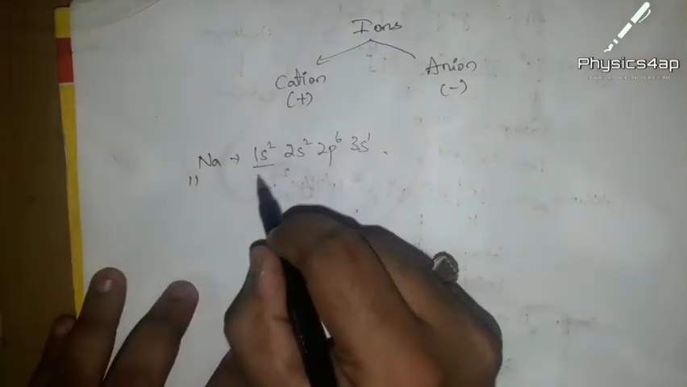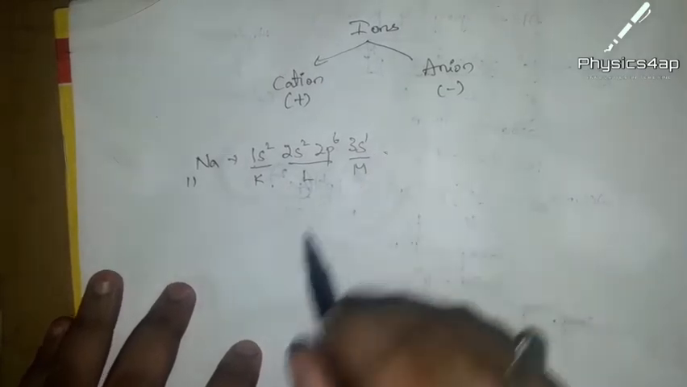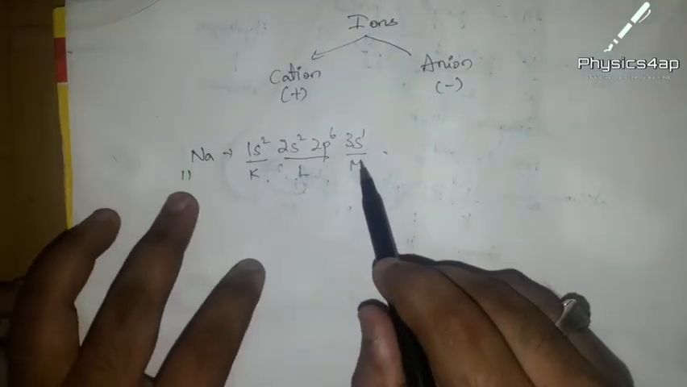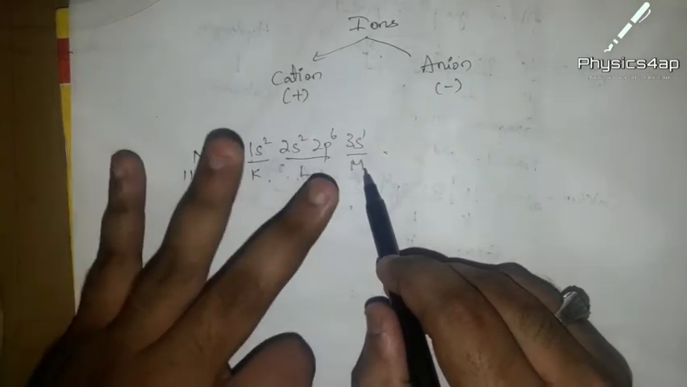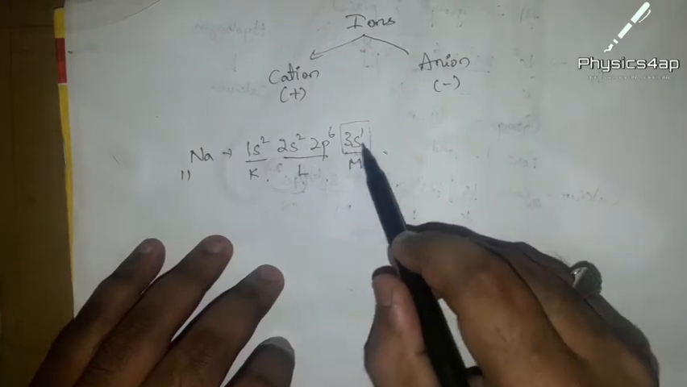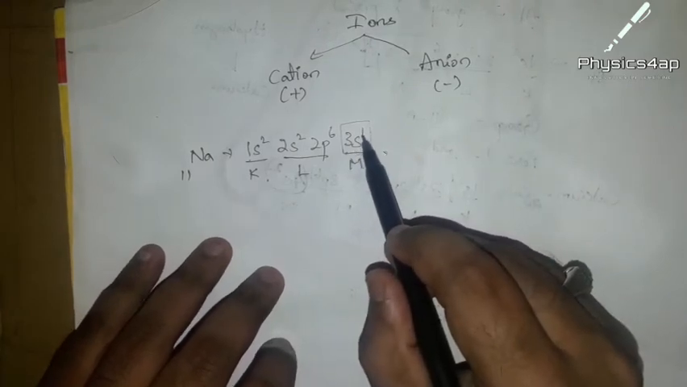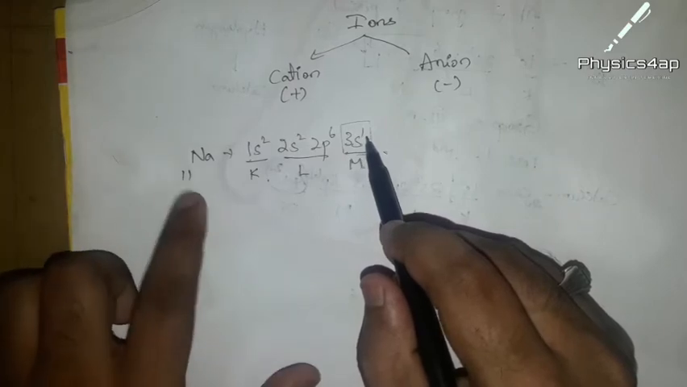So this is the first orbit, this is the second orbit and this is the third orbit. As you can see, 3 orbits, that is 3 shells, are there. So sodium belongs to the third period, and in this third period, in the last outermost orbit, we have only 1 electron, so it belongs to the 1A group. So 1A group, third period.